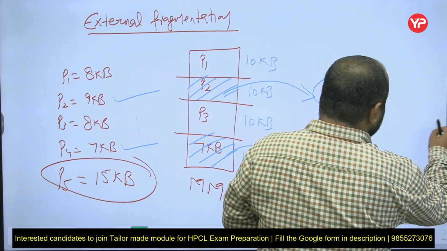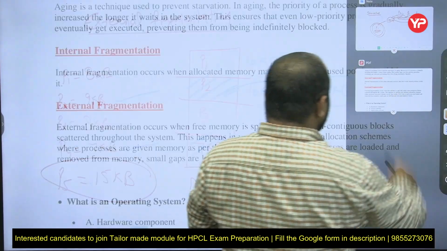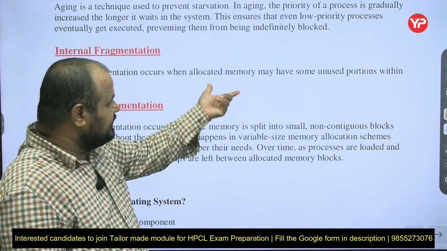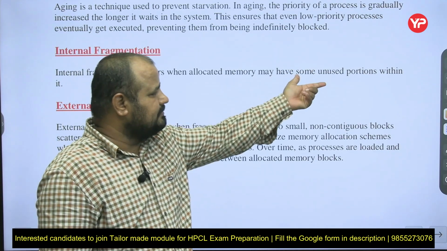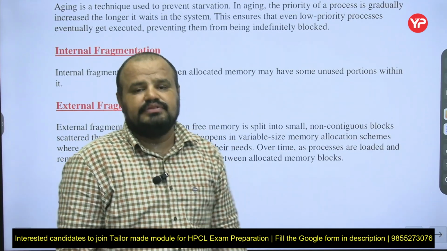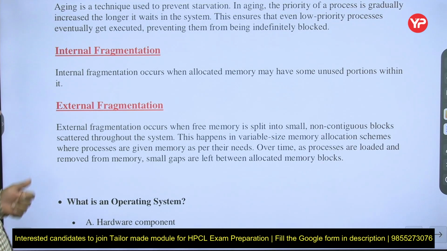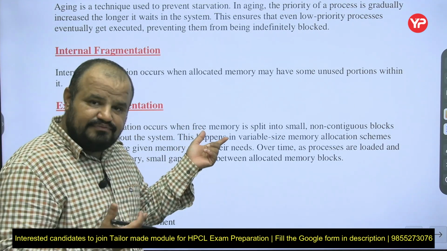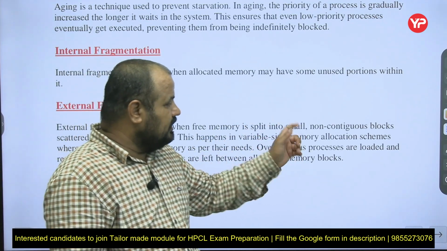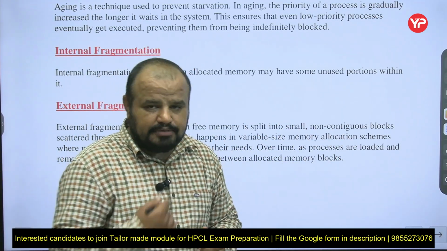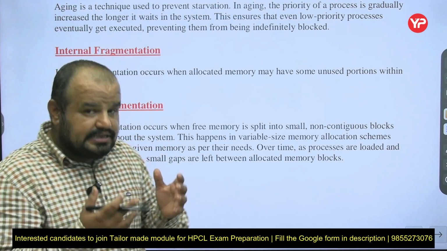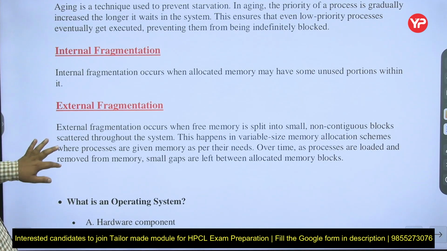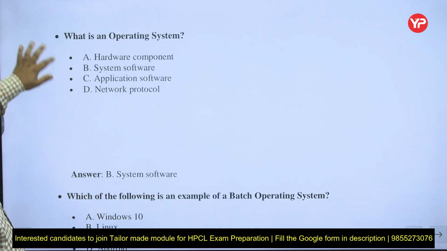So now we can go through the reading of internal and external fragmentation. Internal fragmentation occurs when allocated memory has some unused portion within it. That is called internal fragmentation. But external fragmentation occurs when the free memory is split into small, non-contiguous blocks, and if a process wants to enter into that block, that cannot be possible because they are not in a consecutive manner. That is external fragmentation.